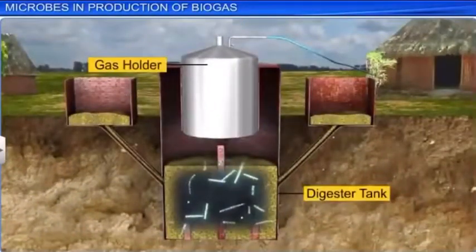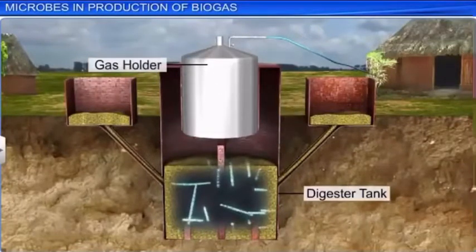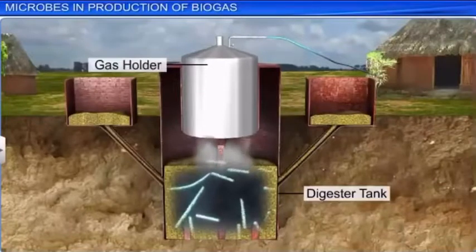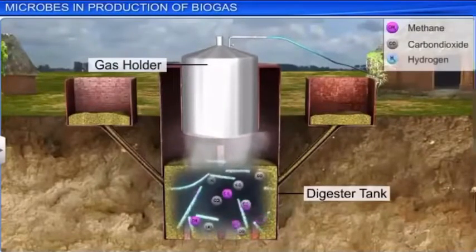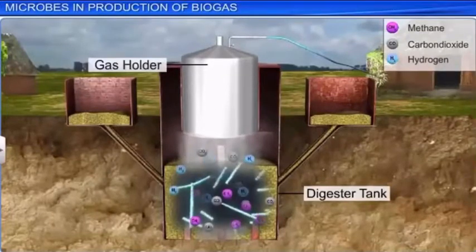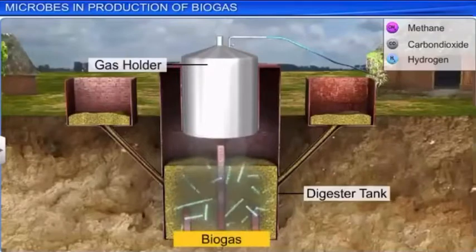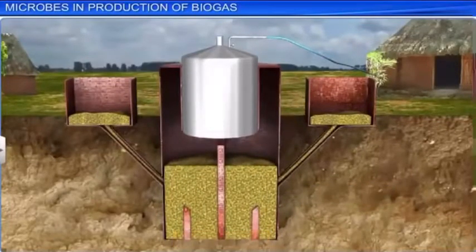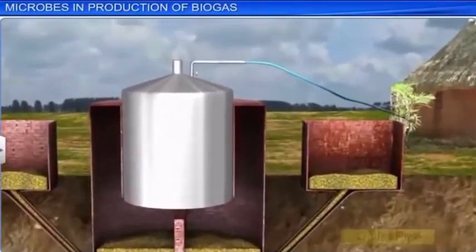Methanobacterium and other anaerobic bacteria present in the slurry decompose it to release a mixture of methane, carbon dioxide, and hydrogen. This mixture of gases is also known as biogas. Moreover, the lid also collects the gas generated, which is allowed to flow through the outlet pipe, while the overflow tank collects the excess gas released.